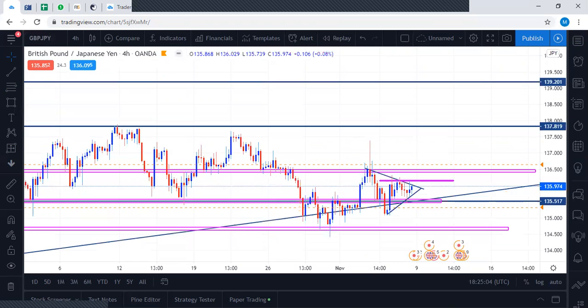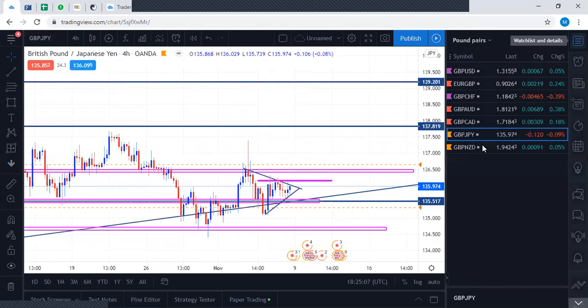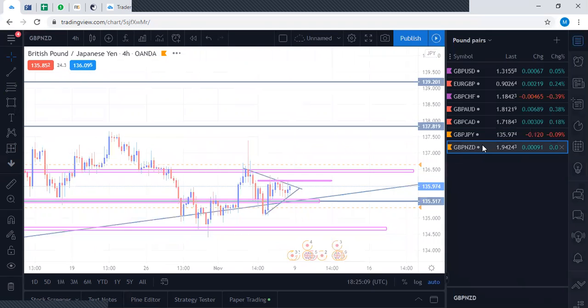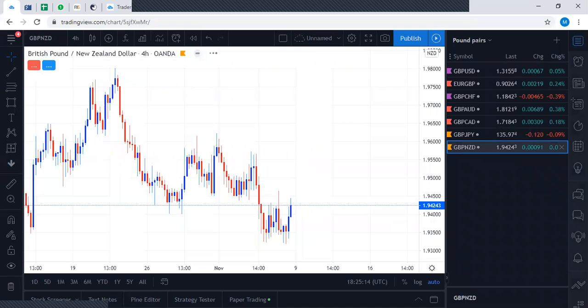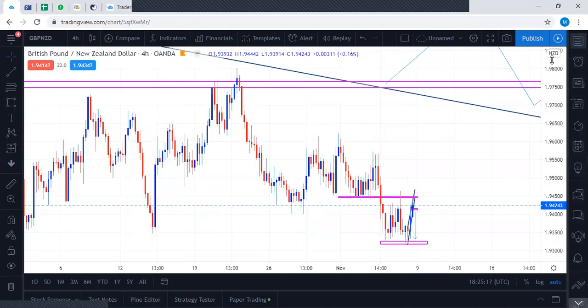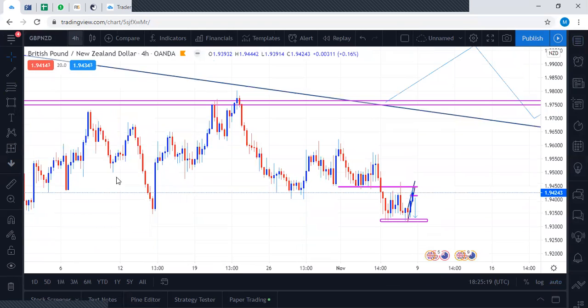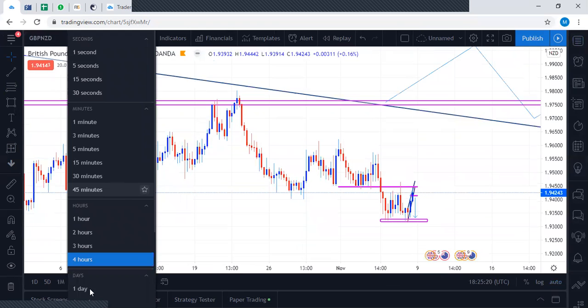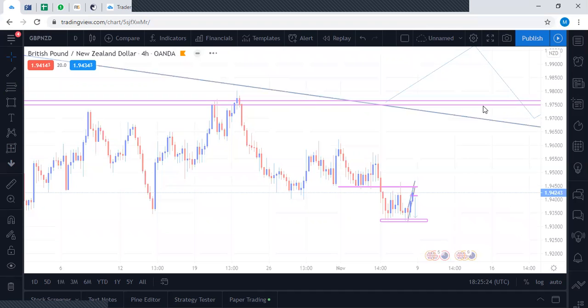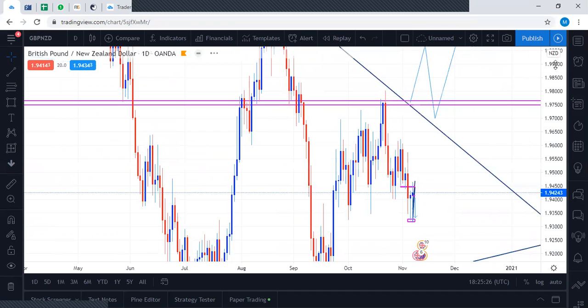So let's go to the next pair. Pound NZD, there's an indecision here. Pound NZD is in a wedge pattern. I don't know where the market is going to be going. Let's go to the daily. You see what I'm talking about. Pound NZD is in a wedge pattern, and I'm going to go down to the 15 minutes.